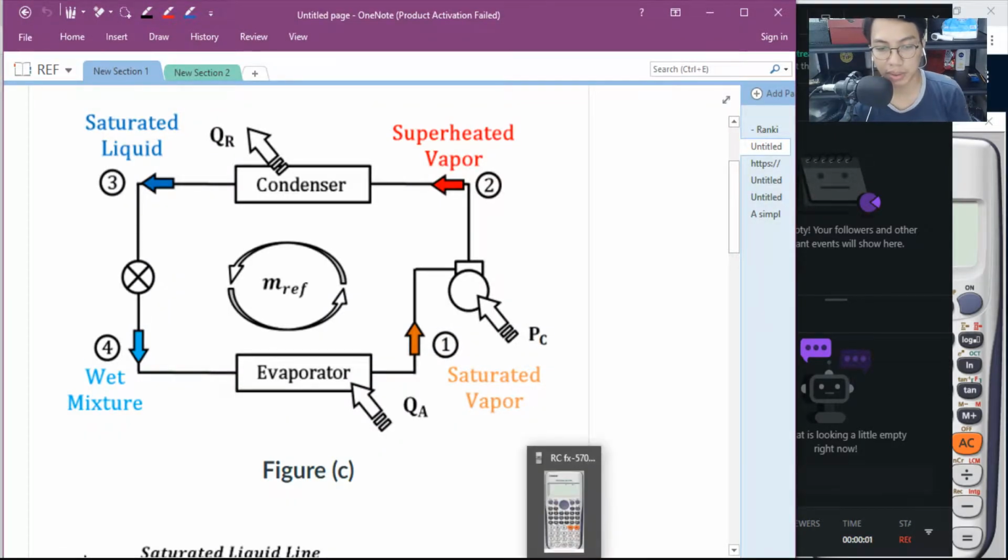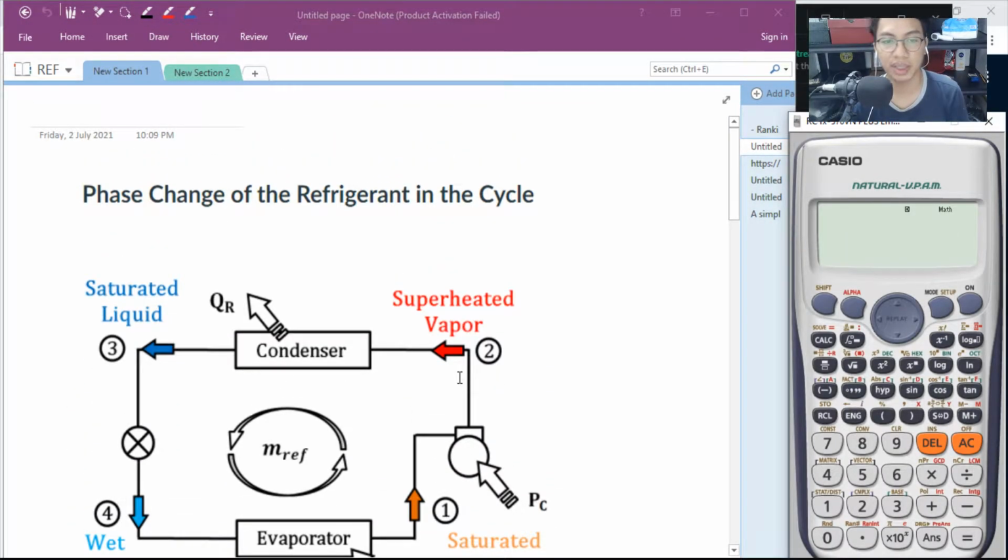Good morning. So, let us start with the phase change of refrigerant in our cycle. When we're talking about our cycle, the working fluid is a refrigerant. At lower temperatures than the boiling point of water, our refrigerant undergoes a phase change. Meaning, a good refrigerant has a low boiling point.